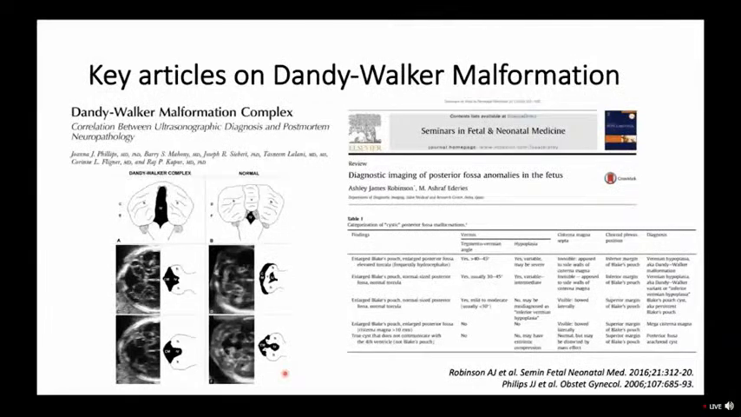I've given you lots of homework assignments. This will be the last homework assignment in regards to the fetal head, but I had to go through lots and lots of PubMed articles to find the good ones. This article, Dandy-Walker Malformation Complex: Correlation Between Ultrasound Diagnosis and Postpartum Neuropathology by Phillips, is a really nice article with some good images to differentiate the different lesions. And then this one by Robinson, Diagnostic Imaging of Posterior Fossa Abnormalities in the Fetus, in Seminars in Fetal and Neonatal Medicine, is also a really nice article if you want to hunt these down. They are available in your library and on PubMed on the internet.